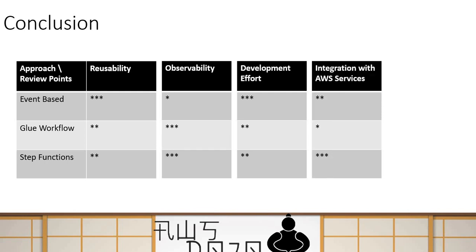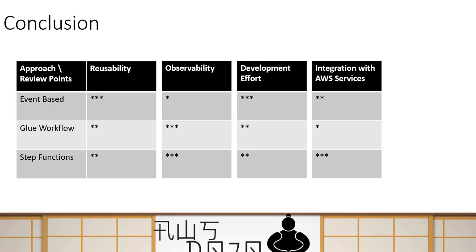Integration with other AWS services, the best is Step Function, of course, because out of the box you can simply add a step into your workflow to integrate with other AWS services. So Step Function is the strongest from the integration with AWS services point of view, but Glue workflow is the weakest, because here you have to create a reusable library and then write code inside your Glue job for such integration, which is somehow not a very favorite approach of mine.